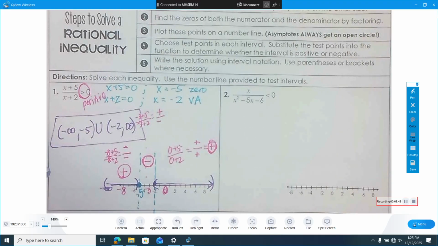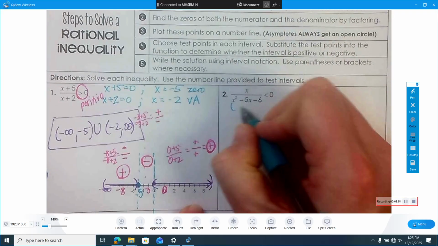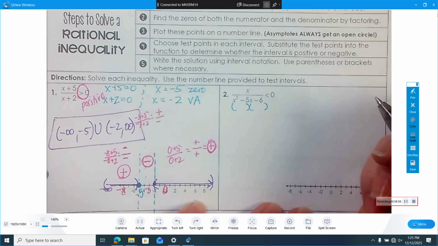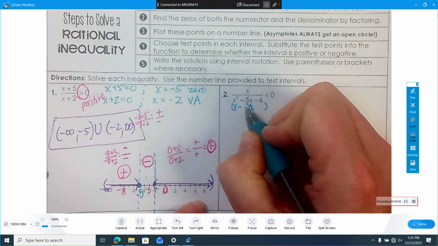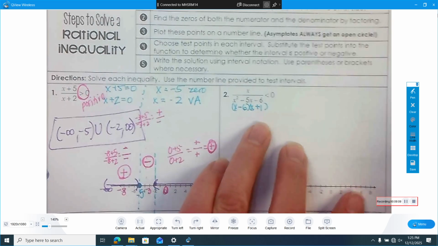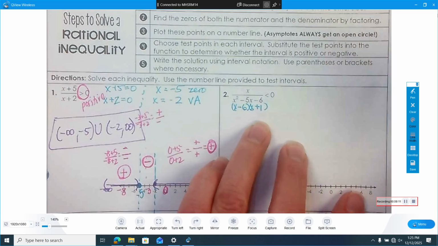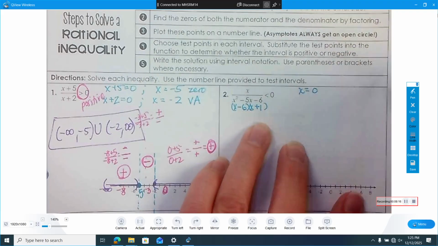Let's look at number 2. Again, I think I see something I can double bubble here, so I'm going to go ahead and just double bubble that. How does x squared minus 5x minus 6 double bubble? X, and then negative 6 and positive 1. Good. Now, I'm going to set everything equal to 0. So I'm going to set my numerator equal to 0. That gives me x equals 0.